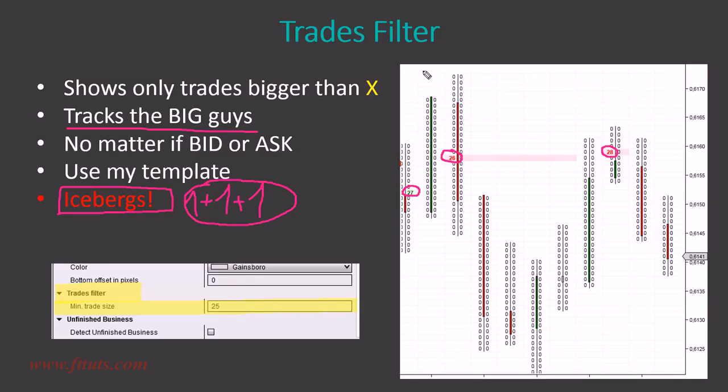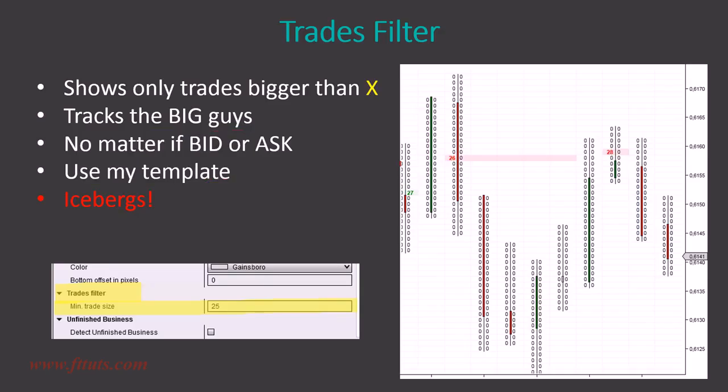But if there's somebody really big who really wants to get in the market fast, then they don't use the iceberg, or they do it only partially, and they are forced to use bigger orders. And we can see those bigger orders in here with the trades filter.